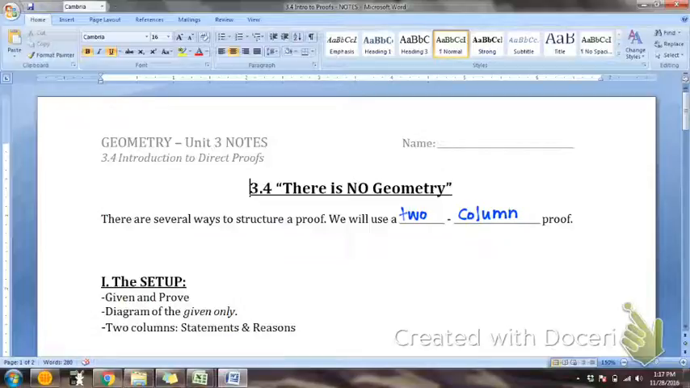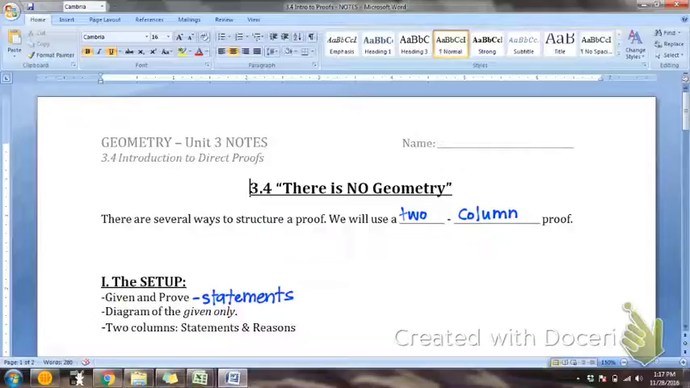So the setup for every proof is the same. You will get points in this class for just setting the proof up, okay? So we're going to explain why we are proving something to be true. The setup is that there's a given statement and the proof statement. These are statements. I'm going to give you some information and then I'm going to tell you what you need to prove. So those are called your statements.